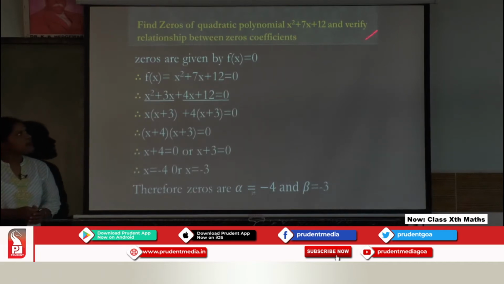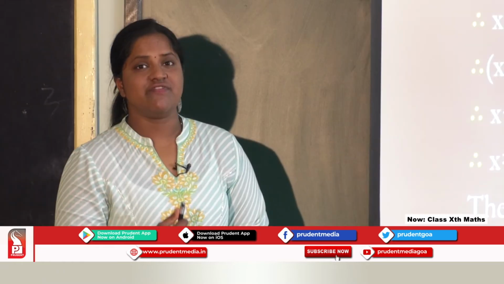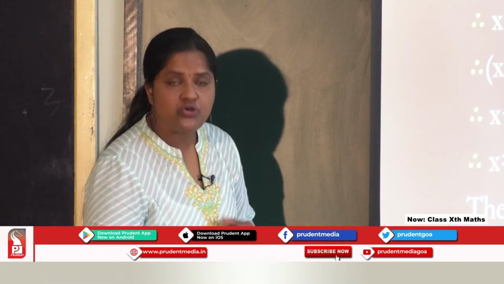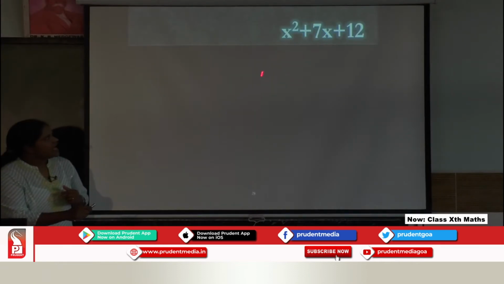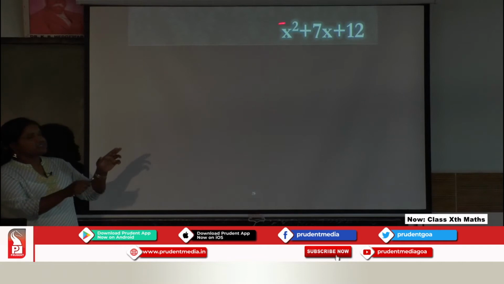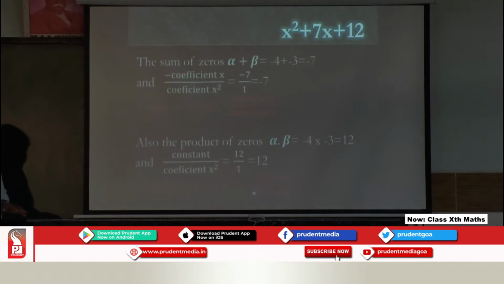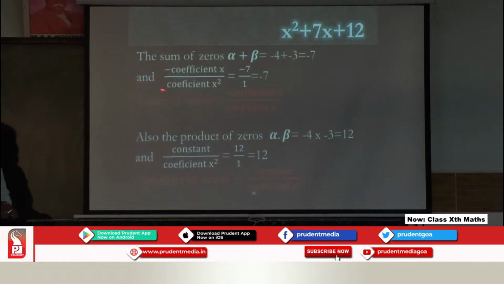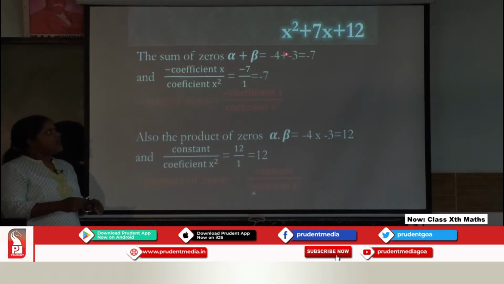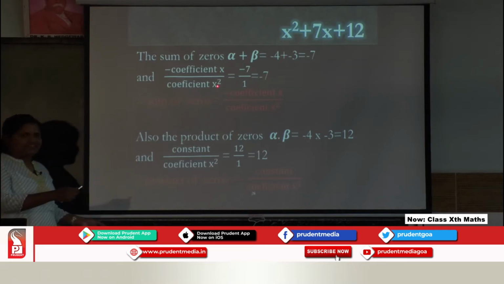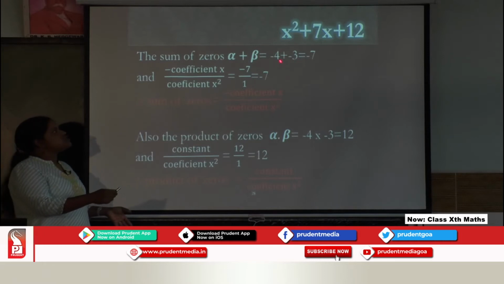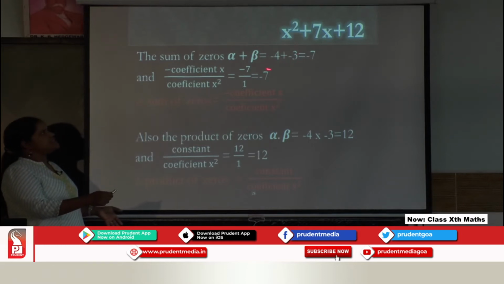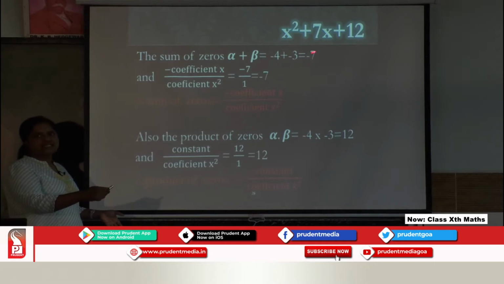Now the most important part is verification, that is verify the relationship. Let's see how to verify now. So this was my polynomial x square plus 7x plus 12. I kept this just for reference purposes. Now have a look at the first step. The sum of zeros, alpha plus beta. So I am adding both those values which I got in the previous slide. I got my alpha is minus 4 and my beta is minus 3. So if I add minus 4 and minus 3, I get minus 7.